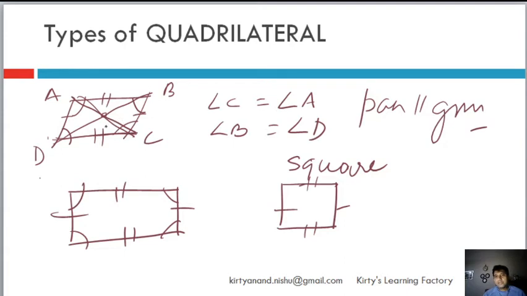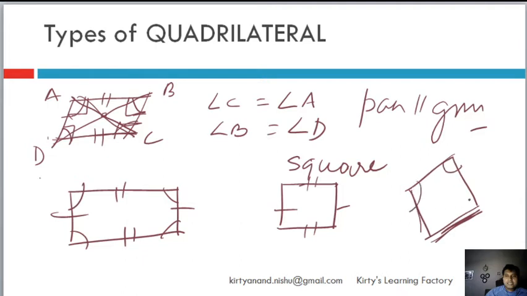but not all parallelograms will be a rectangle. Only those parallelograms where the internal angle is 90 degrees will be rectangles. Okay, and if there is a parallelogram whose four sides are all equal and angles are 90 degrees, then it becomes a square. Then there is another type of parallelogram for which all four sides are equal and parallel, okay, but the angles are not 90 degrees.